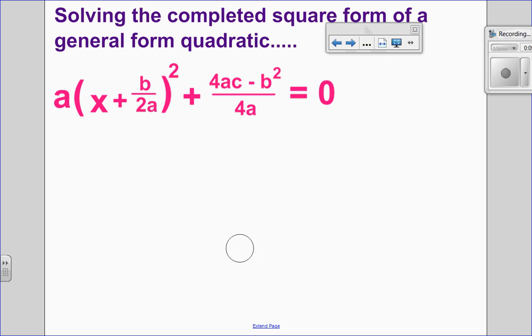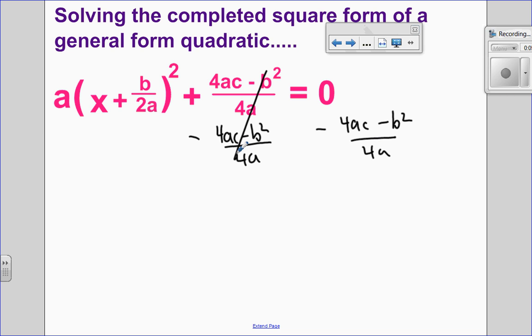Okay, so what we're going to do now is solve. That's what we practiced when we were completing the square. The next step was solving. So to solve, I want to get whatever my square term is by itself. So I'm going to subtract b squared over 4a from both sides to get my square term by itself. So that's gone, and I'm left with a times x plus b over 2a all squared equals 2.